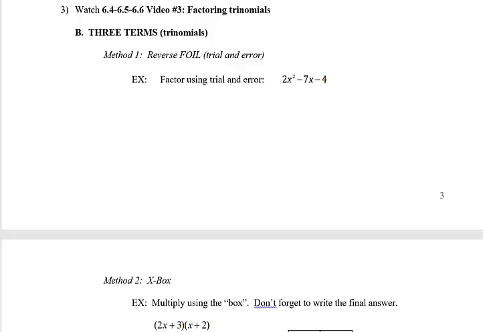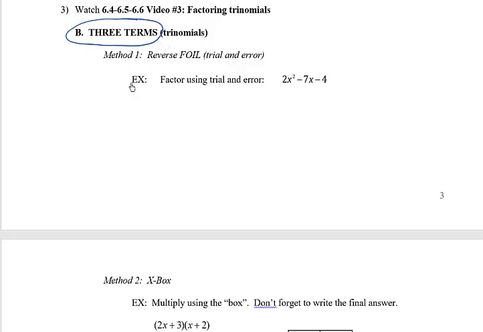This is video number 3 for sections 6.4, 6.5, and 6.6, factoring trinomials. We're still going through our overall factoring strategy. Remember, step 1, pull out the GCF. Step 2, count the number of terms you have remaining, because that tells you where to go next. In this video, we'll consider the situation where you have 3 terms, in other words, where you have a trinomial.